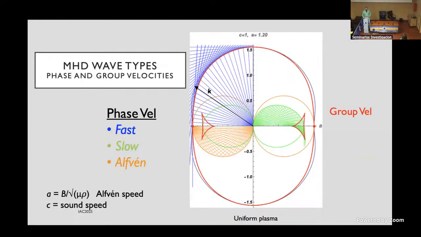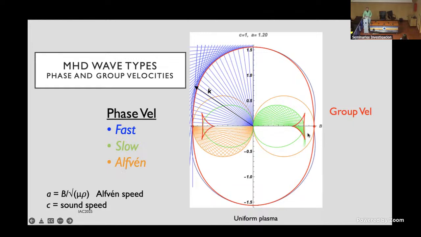So here's what I call the Homer-Simpson diagram. If you have an imagination, you will understand why. This is what's more properly called a polar diagram for MHD waves. Let the x-axis here be the direction that the magnetic field is pointing, and this is just the perpendicular direction. It shows you how fast waves travel in various directions.